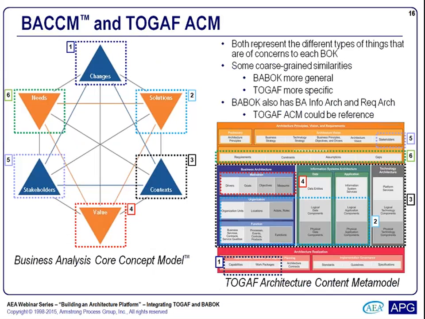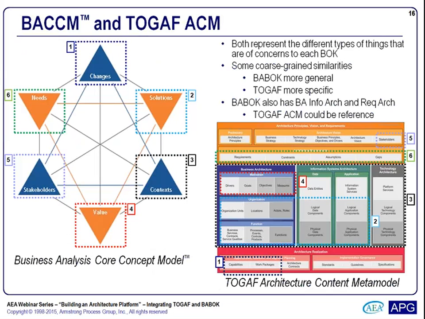Now, something that's new in BABOK 3.0 is called the Business Analysis Core Concept Model, the BACCM, and that's referenced here on the left-hand side of this slide. And this is pretty conceptual, so it's not necessarily expected to be a prescriptive way of keeping track of business analysis content, but it's very similar in spirit, perhaps at a little higher level of abstraction, than the same thing that we see in the TOGAF architecture content meta model. And what I'm trying to do here is show that there is certainly some correlation, from my perspective, between the two schemes for different kinds of semantics.